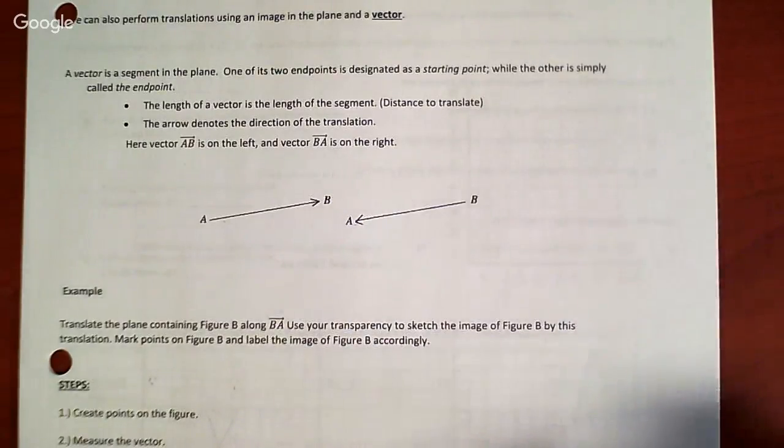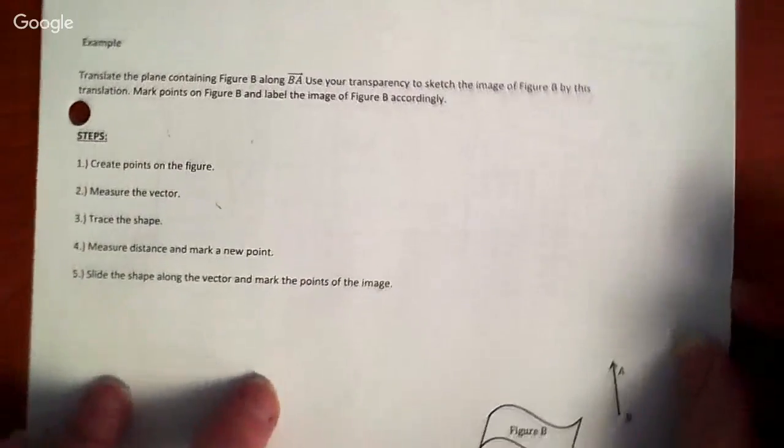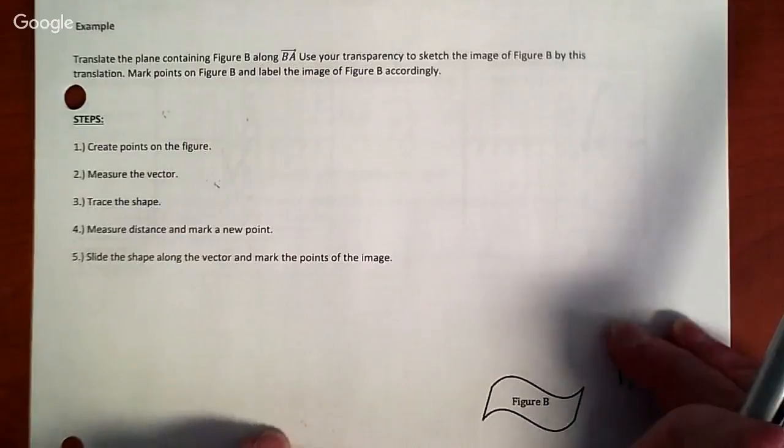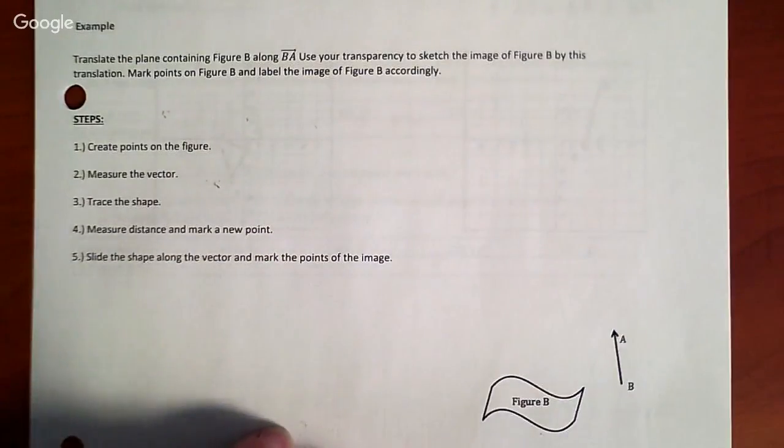So for example, translate the plane. There we go. It says translate the plane containing figure B, down here. Use your transparency to sketch the image of figure B by this translation. Mark points on figure B and label the image of figure B accordingly.